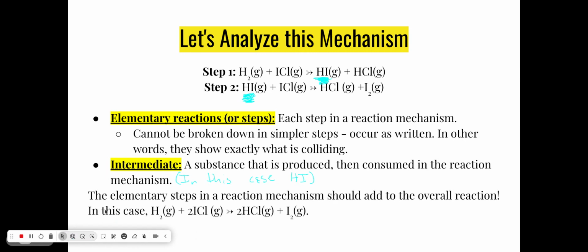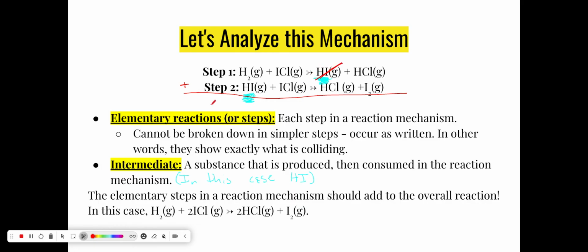And then the elementary steps in the reaction should be able to add to the overall reaction. Just like how we learned in Unit 4 when we were adding the half reactions of redox, you can add the elementary steps of a mechanism. And the mechanism should always add back to that overall reaction. So the first thing you're going to notice is HI is our reaction intermediate. We already talked about that because it was produced, then it was consumed in step 2.